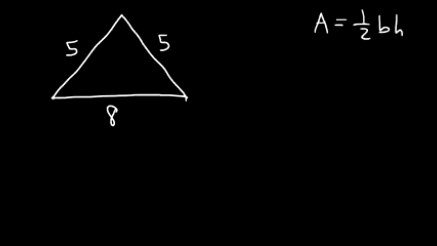Now let's say if we have an isosceles triangle. That's where two sides are congruent to each other. And let's say the base is 8 units long. Find the area of this triangle using the same formula. A equals 1/2 base times height. Now I'm going to redraw the triangle.